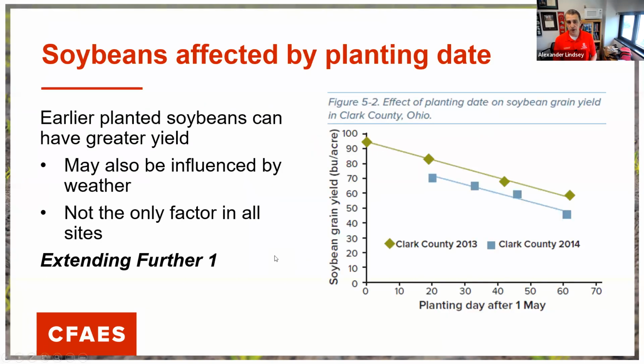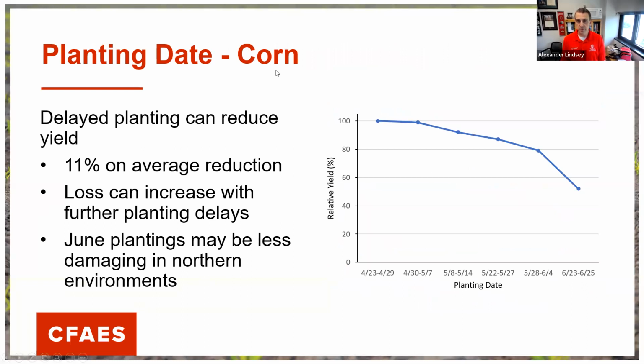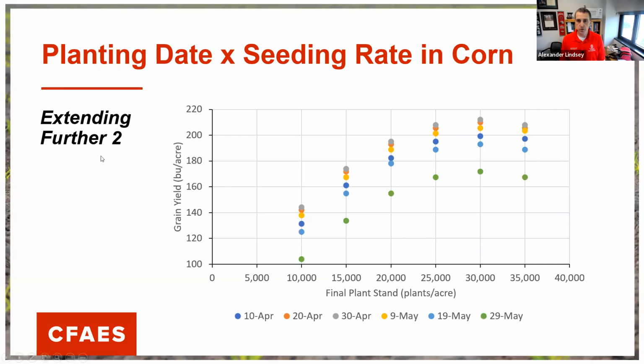There are a few extending further activities that help to look at other factors like planting date and radiation presence for soybean planting date. So that's extending further one. We also have a planting date by seeding rate interaction in corn, because over time, yield can actually decrease with corn because there's less radiation present. And so could there be a possibility that the environment affecting our production system influences optimum seeding rate in that scenario? So planting later, does it make us change our seeding rates more?